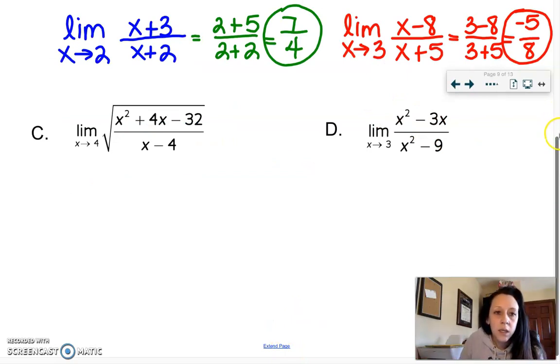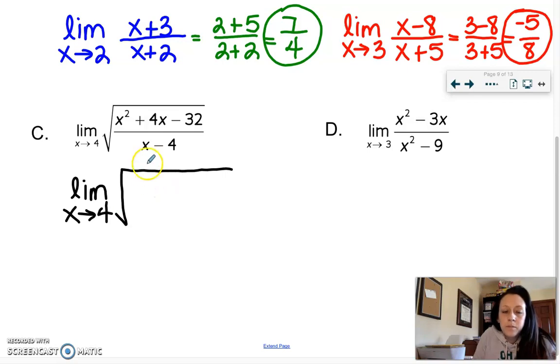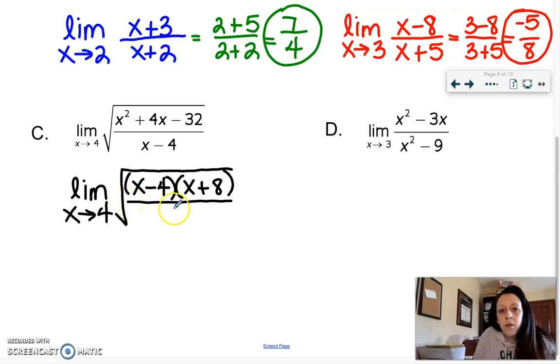Okay, on C, same situation, you just got a radical that you're dealing with. You are still going to be able to hopefully factor and cancel. I am going to do the factoring step because I know that when I plug 4 in, I do get a 0 in the denominator. So let's see what we can do. I'll leave the radical there for now. And then that's going to give me x minus 4, x plus 8. That's how you would factor that. And then the x minus 4s on the top and the bottom cancel.